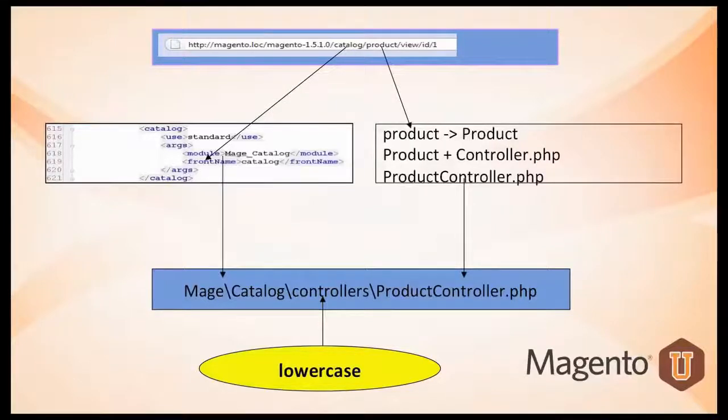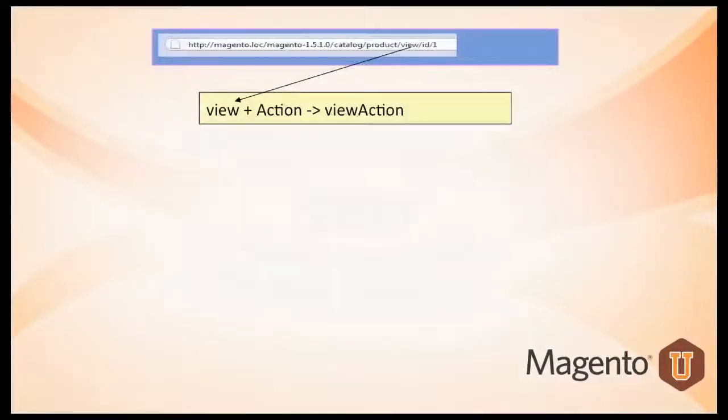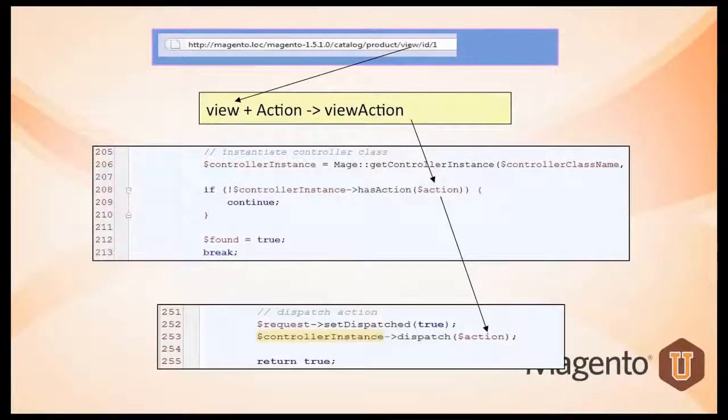Step 2. The system includes and instantiates the controller class and calls its method using the next part of the URL, the action name view. The system takes view and adds the word Action. The result is viewAction. Then, the system checks if the Product controller class has the method viewAction, and if so, runs the viewAction method as part of the dispatch method.